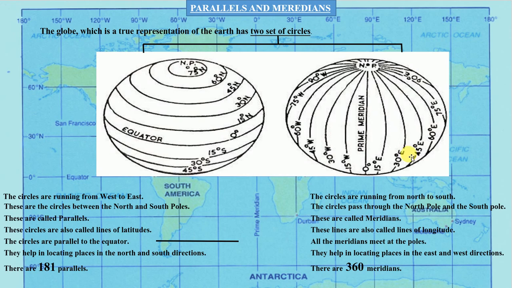In the second set, you can see that the circles are running from north to south, and the circles pass through the North Pole and South Pole. These are called meridians. These lines are also called lines of longitude. All the meridians meet at the poles, that is the North Pole and the South Pole, and they help in locating the places in the east as well as west directions. And there are 360 meridians.